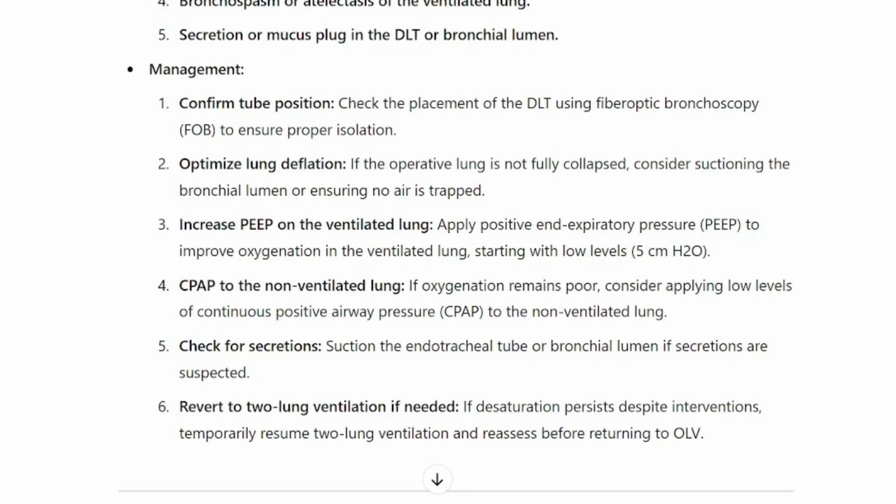5. Check for secretions. Suction the endotracheal tube or bronchial lumen if secretions are suspected. 6. Revert to two-lung ventilation if needed. If desaturation persists despite interventions, temporarily resume two-lung ventilation and reassess before returning to OLV.